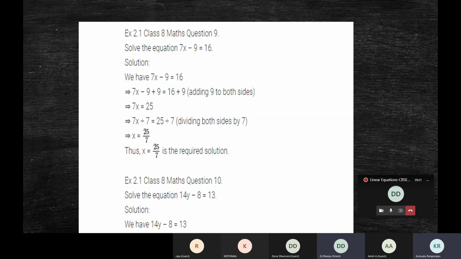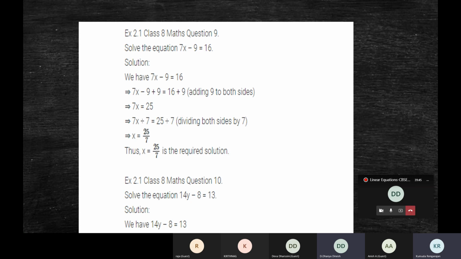Very good. Next, this x has a 7 before the variable, ma'am. So we get rid of this 7. It is in multiplication, so we should divide it by 7 on both sides. Very good.